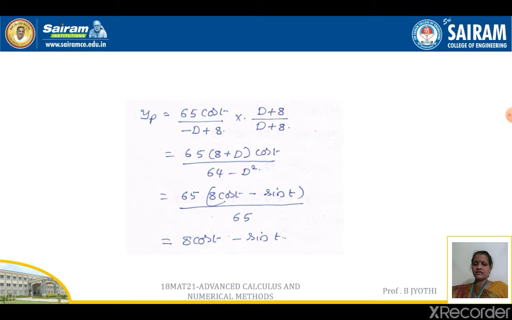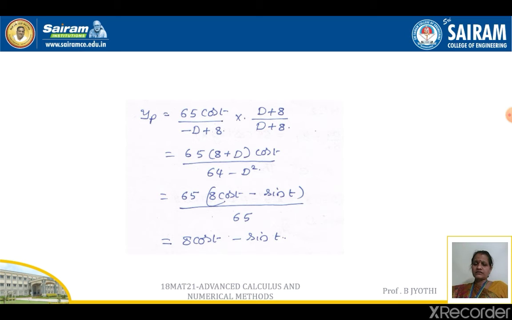In order to eliminate the D and 8, what we need to do is multiply by its conjugate. The conjugate of this is D plus 8. So let us divide and multiply with D plus 8. When we do that, 65 times of 8 plus D of cos t, divided by a plus b, a minus b form, if we apply, it will be 64 minus D square.